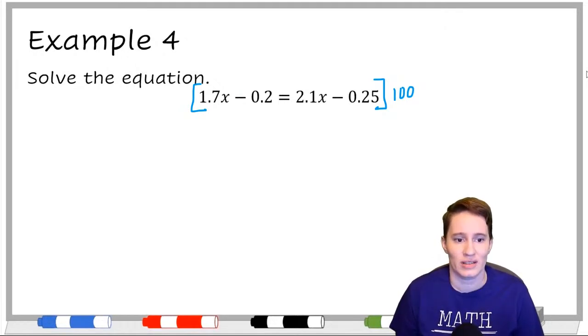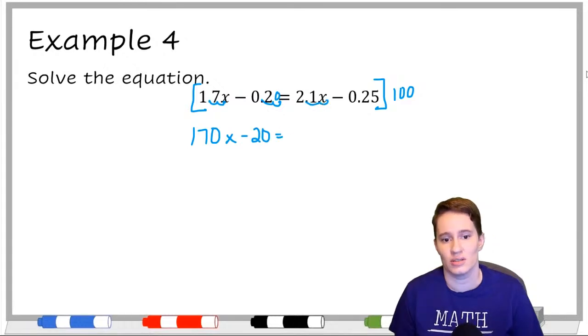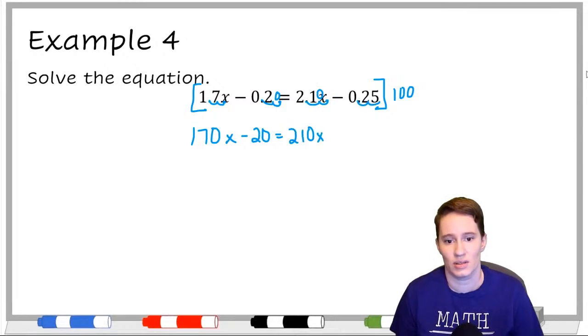So for this 1.7, we're going to move the decimal over to the right twice. So 1, 2, we need to put a 0. So this is 170. And then 1, 2, this is going to be 20 minus 20. 1, 2, and get 210x. And then this one and this one, minus 25.